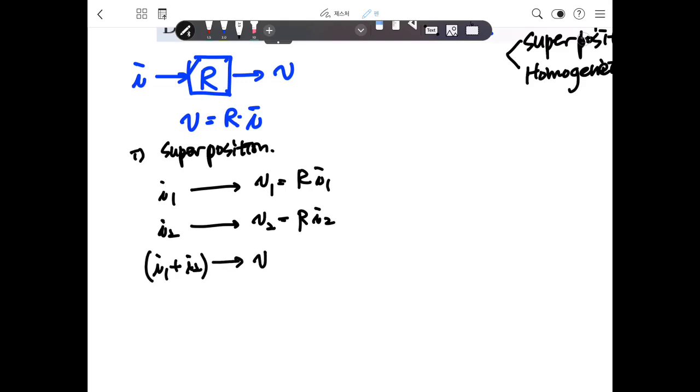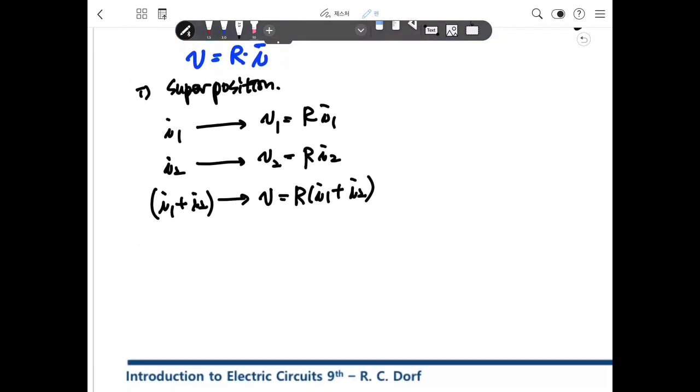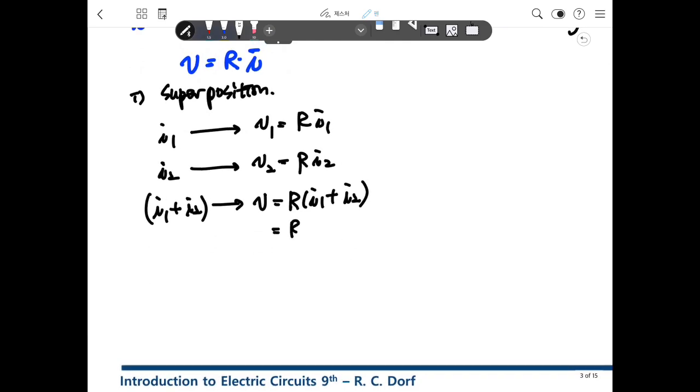V will be R times I1 plus I2. This is R I1 plus R I2. This is the same as here, and this is the same as here. So this is V1 and V2. So the result is here.